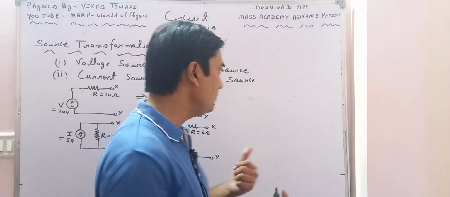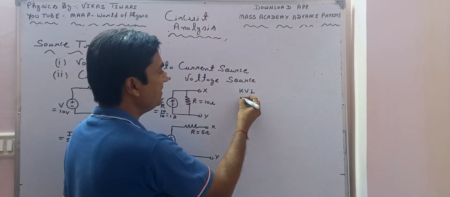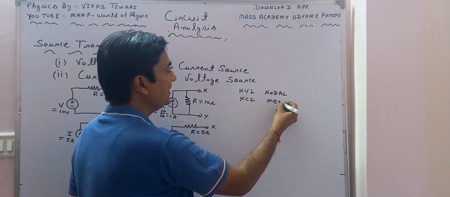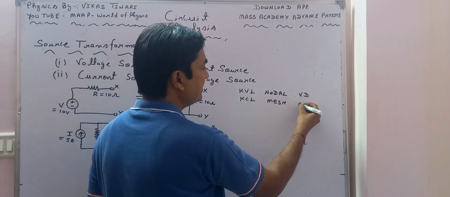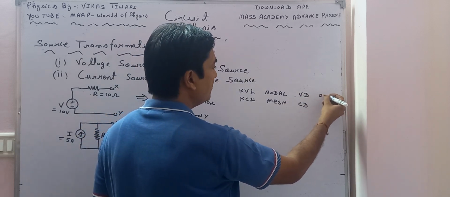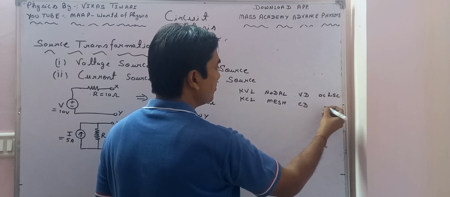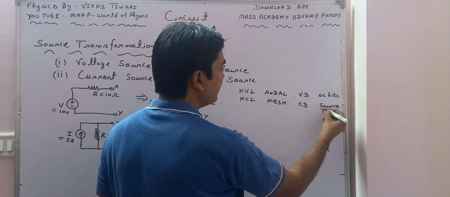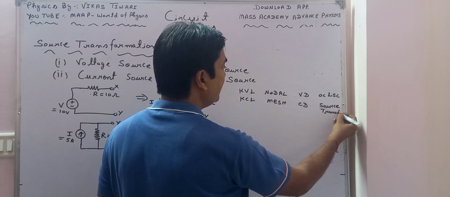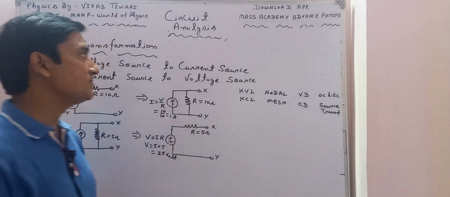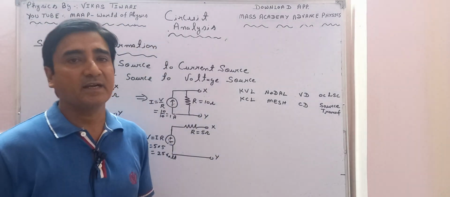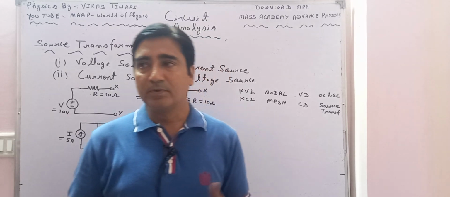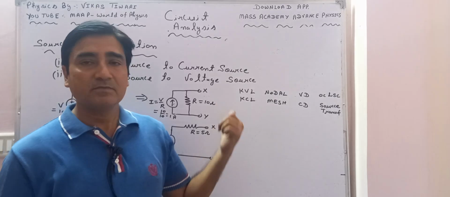Again, I am telling you what the 8 tools are: KVL, KCL, nodal, mesh, then voltage division, current division, the concept of open circuit and short circuit, and source transformation. These are the fundamentals required to study any circuit parameters or analysis of complex circuits. So I hope you have understood what these basic tools are.